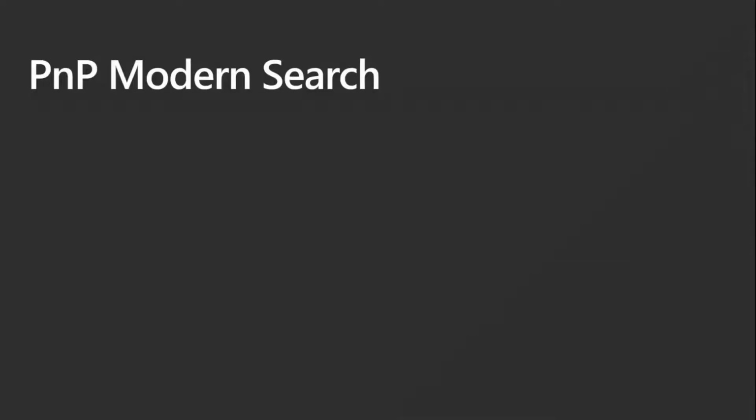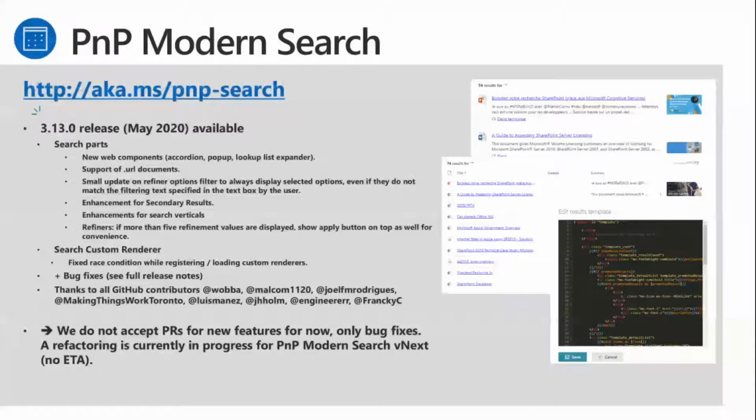Now, PnP Modern Search. I know that Franck Cornu couldn't actually join today, but for aka.ms/pnp-search, we're including an update of this one in this solution as well. The 3.13 release happened pretty recently, May 2020 is the release available. Now, new stuff, new optimization. This is the last version using the existing code branch, and right now no new features would be requested from the community, only bug fixes. So there's an ongoing refactoring happening, and there's going to be a new major version, hopefully released relatively soon, in the July, August timeframe, with additional capabilities. So really cool stuff on this side as well.